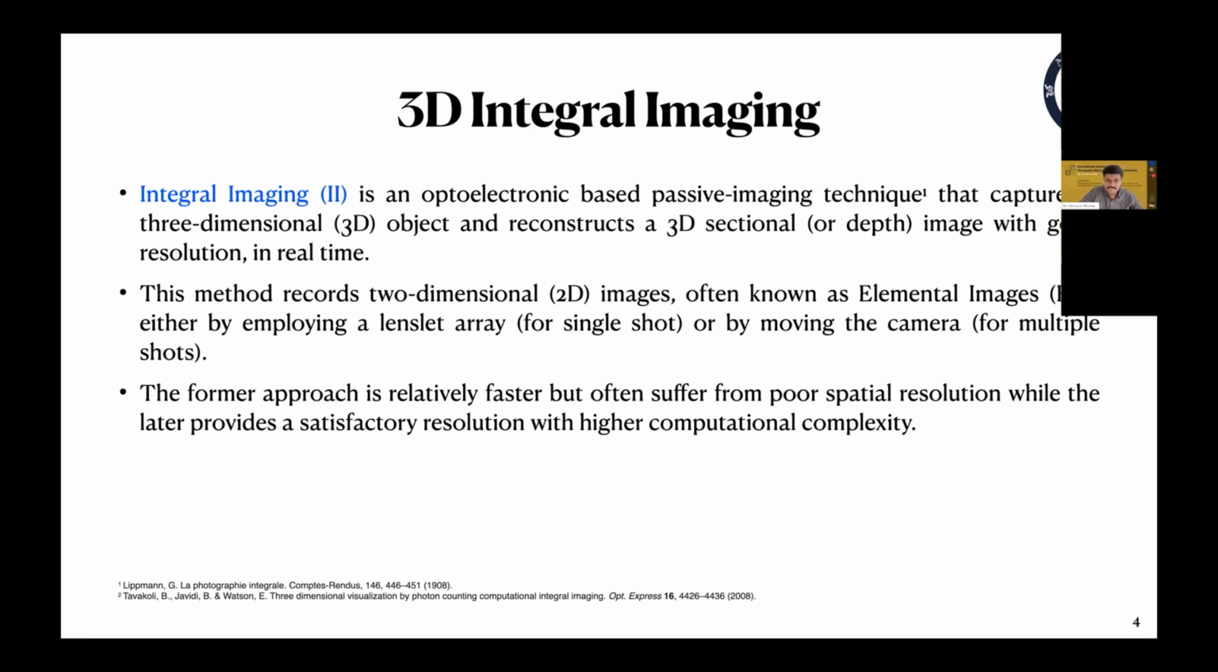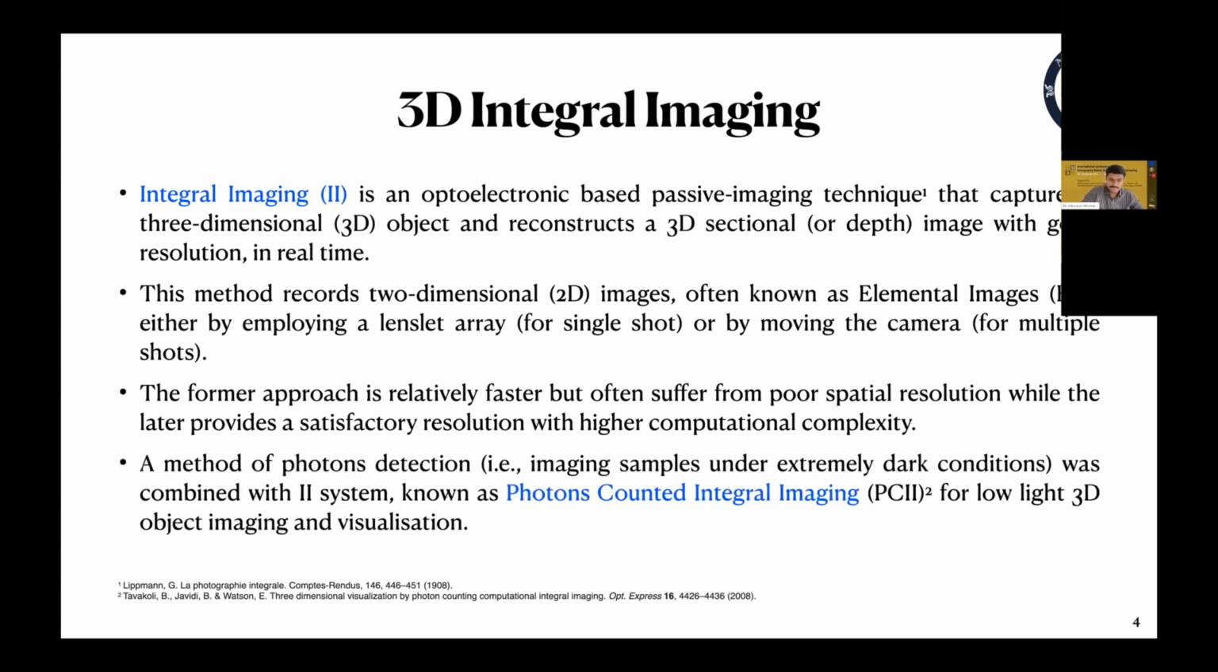If I want to differentiate the single shot and the multiple shot approaches, as we can expect, single shot is quick, because we just have to take one image and then process it later. Whereas in the multiple or moving camera approach, we have to take multiple images by moving the camera physically or mechanically, and then you reconstruct using those images. But the former approach, with the single shot, is faster, yet often suffers from poor resolution, whereas the latter approach, the moving camera shots, provides satisfactory resolution with higher computational complexity.